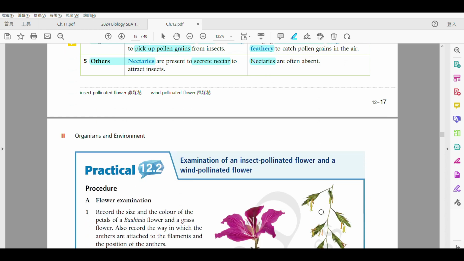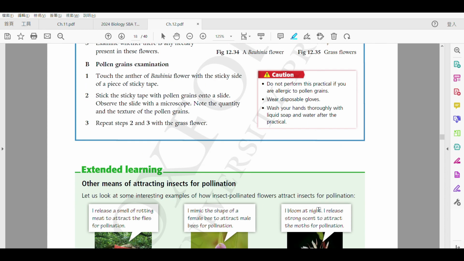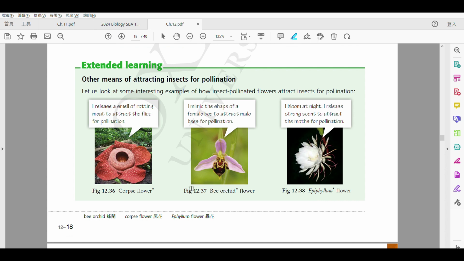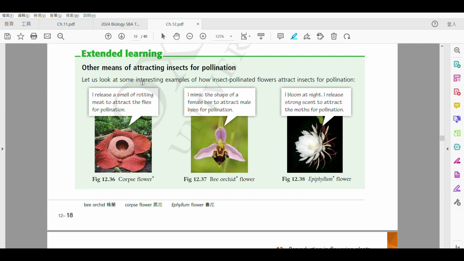Okay, so that's all for this part. I would like to talk a bit about this one, just for fun. This is extended learning. There are other means. Means here represents methods. So write down: other means of attracting insects. As I said, some of them are scented, but they may not be well scented.